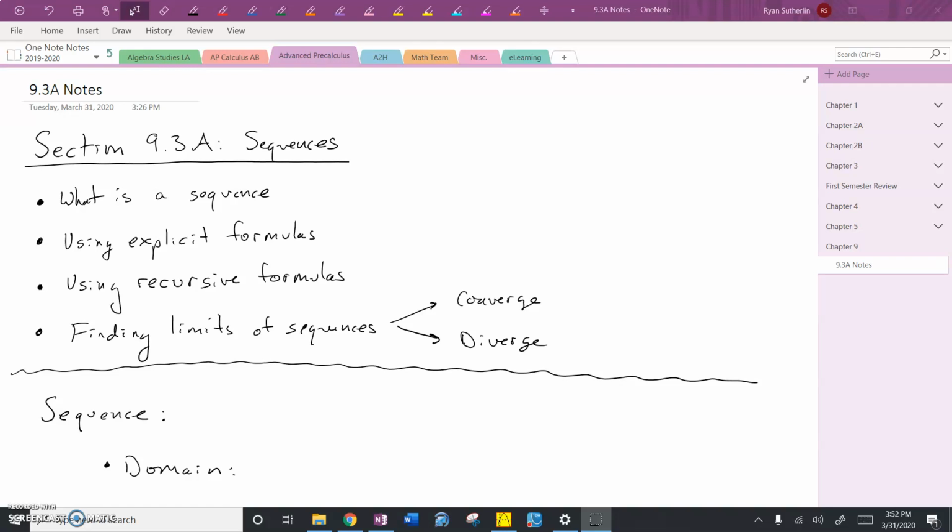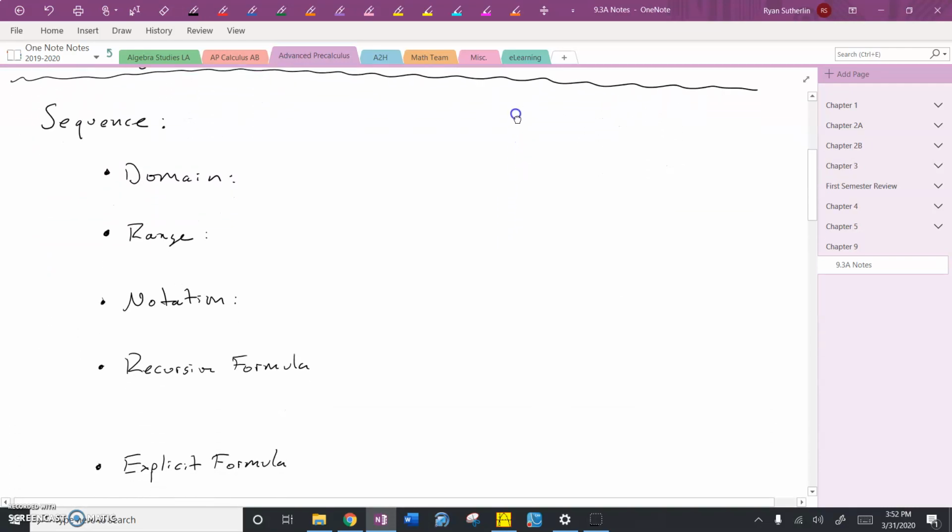And so today, what we're going to focus on here at the beginning of section 9.3 is what is a sequence, using explicit formulas to find terms of a sequence and missing terms, using recursive formulas, and finding limits of sequences and determining whether they converge or diverge. That last bullet point is probably the newest piece, the piece you haven't done anything with in the past. The other things I believe you've talked about in Algebra 2, but this will hopefully be a good review of those. So first of all, what is a sequence?